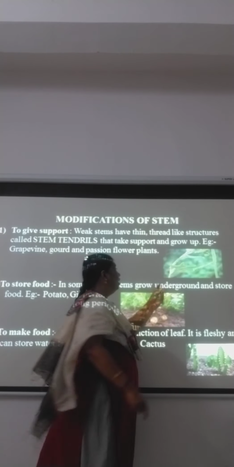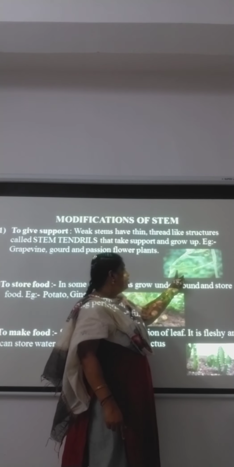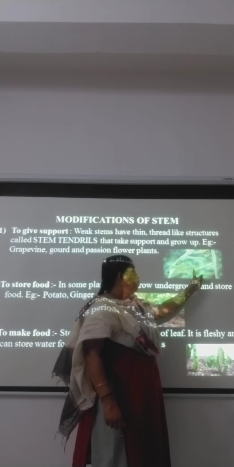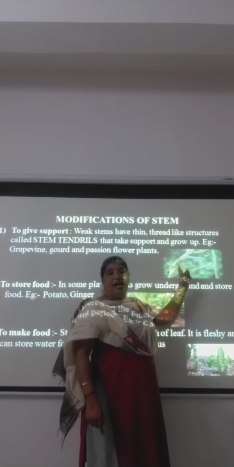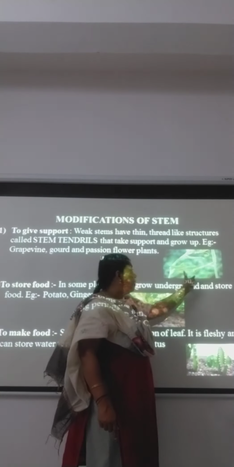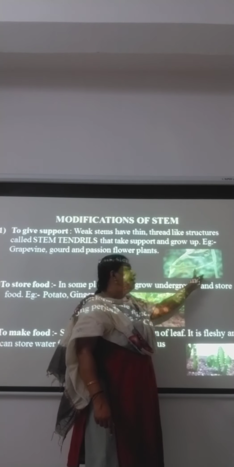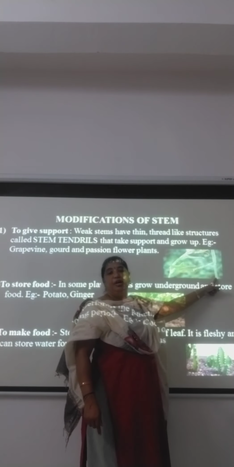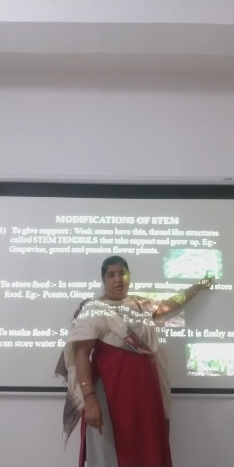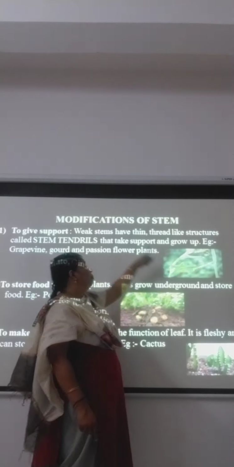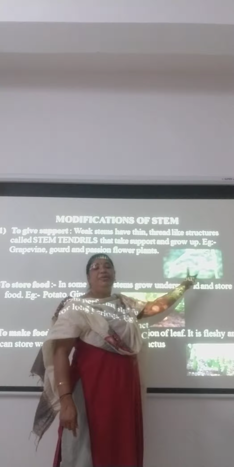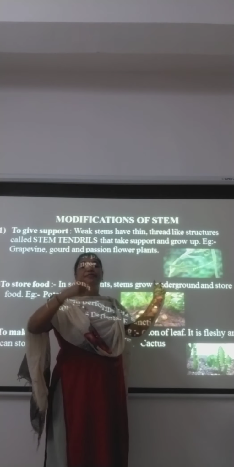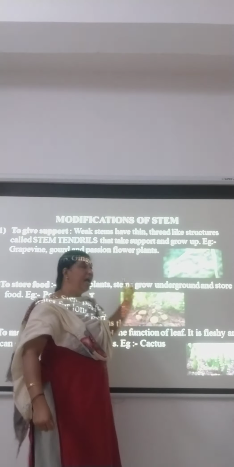Now see over here, this is a plant, a very weak plant with a weak stem, and to this small modification, the stem is modified as a tendril. So this part is called a stem tendril. Now this tendril will take the support of a plant and it is growing. So stems are modified into stem tendrils in weak plants so that they can give some support to the plant.